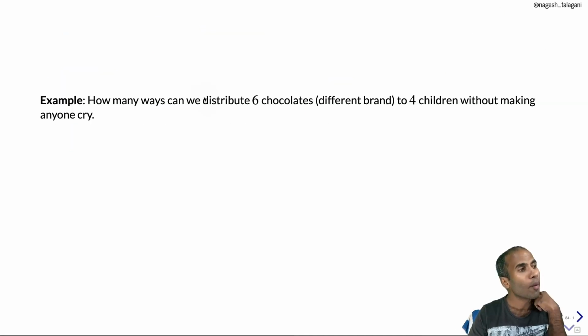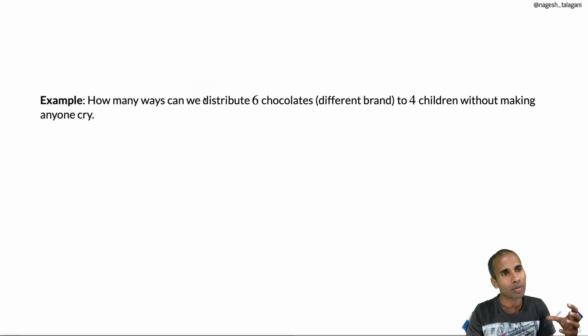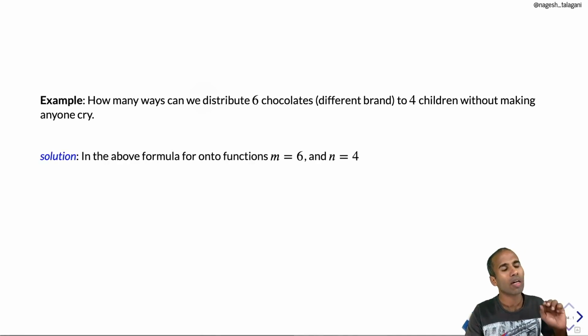Example: how many ways can we distribute 6 chocolates of different brands to 4 children without making anyone cry? What I mean is, every child should get at least one chocolate, otherwise they will cry. Okay. Now in this case, each distribution will be like an onto function from the set of chocolates to the set of children. Okay. So now in the above formula, you take m equal to 6, n equal to 4, then you count onto functions. That will give you the number of distributions with the required condition.